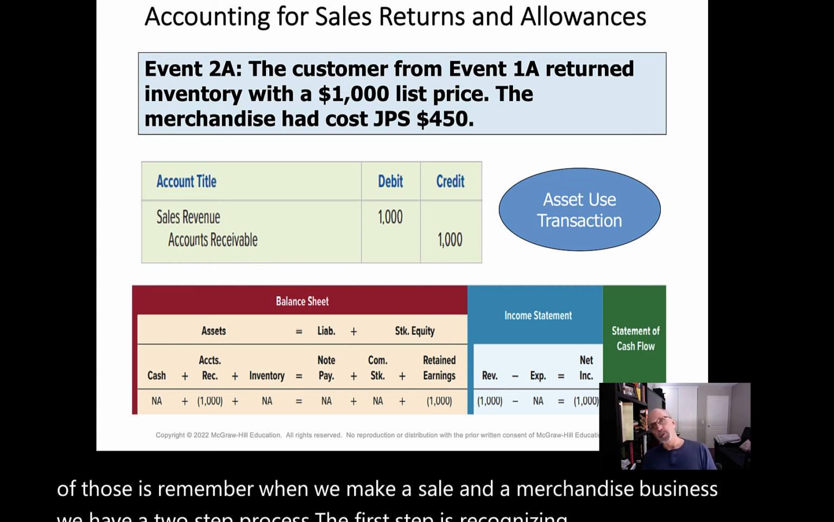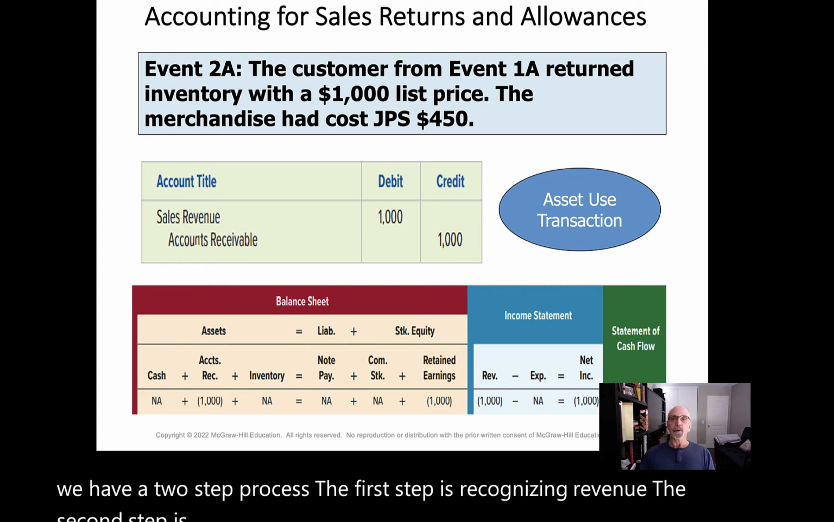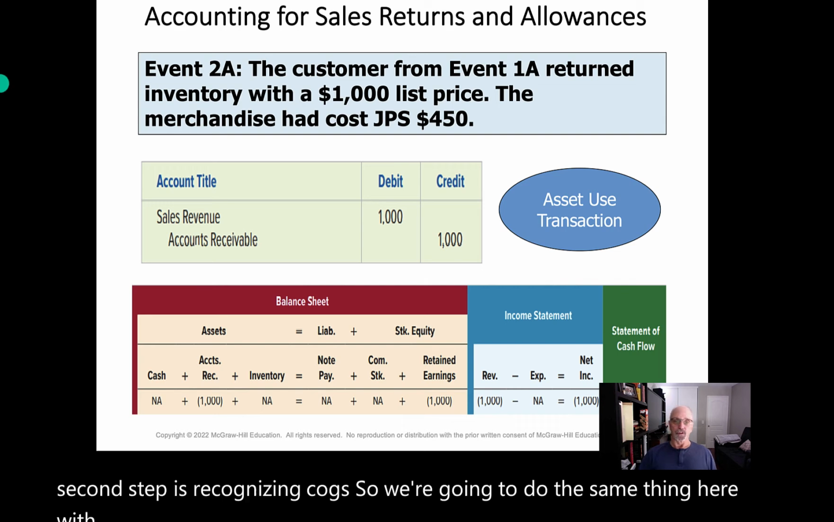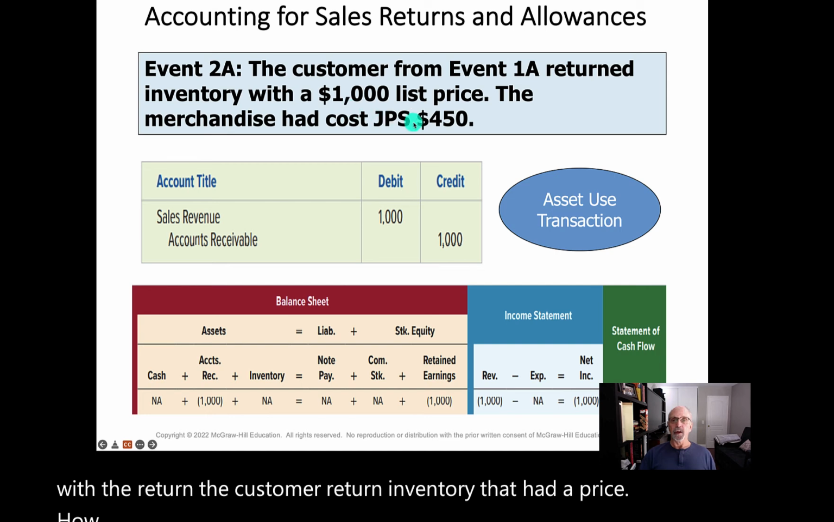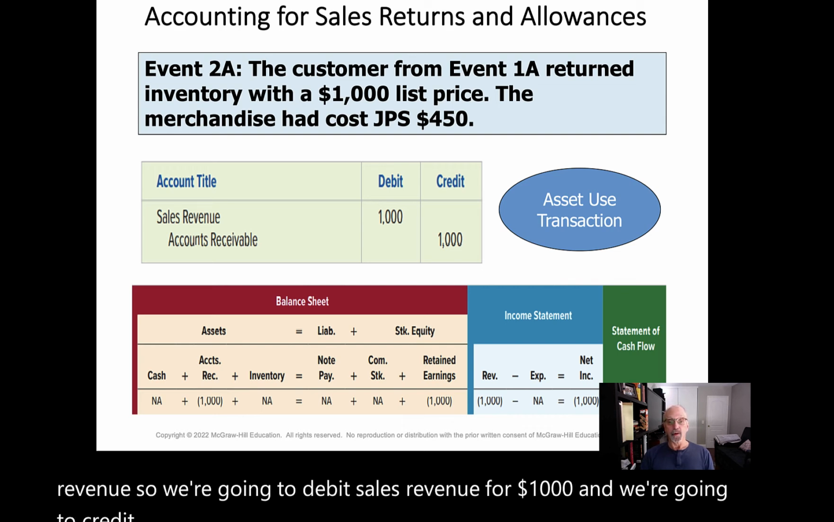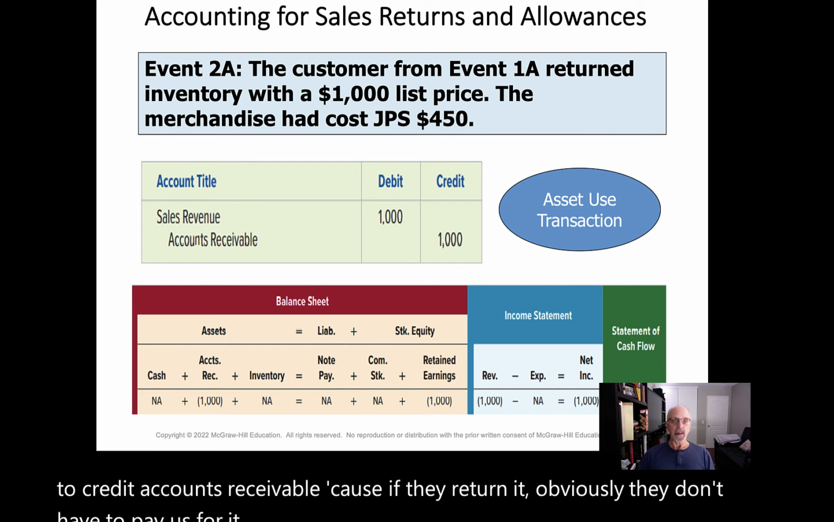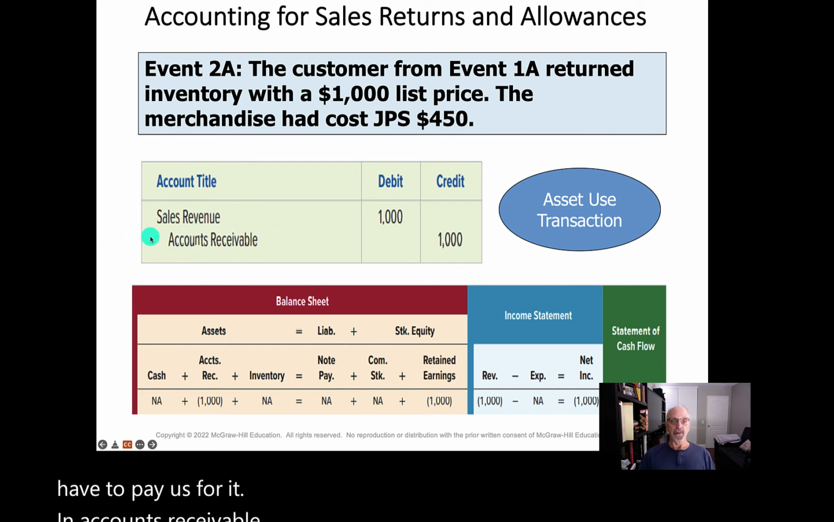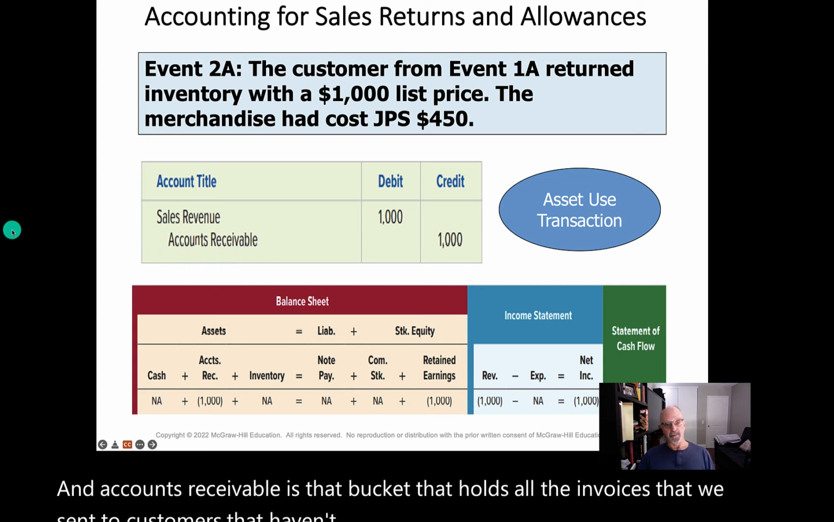The second step is recognizing COGS. So we're going to do the same thing here with the return. The customer returned inventory that had a price of $1,000 and a cost of $450. So the price is going to come off sales revenue. So we're going to debit sales revenue for $1,000 and we're going to credit accounts receivable, because if they return it, obviously they don't have to pay us for it. And accounts receivable is that bucket that holds all the invoices that we sent to customers that haven't been paid yet.